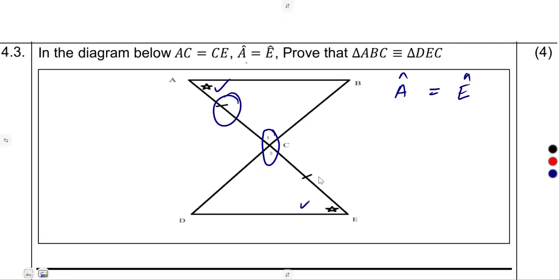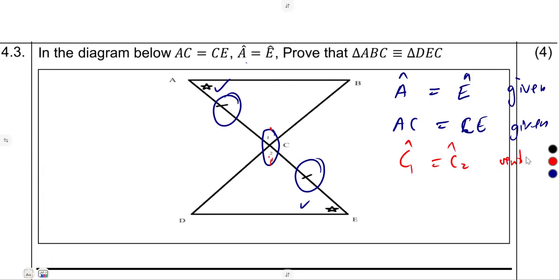We've got sides that are already given. AC is equal to what? To CE. That's given. The only part that you are working with is this angle C. Angle C1 is equal to angle C2. Those are vertically opposite angles, remember. So it's a condition for these triangles to be congruent. Angle, side, angle. We saw that they're the same from the angle to the side to the angle. So therefore, these two triangles are congruent.